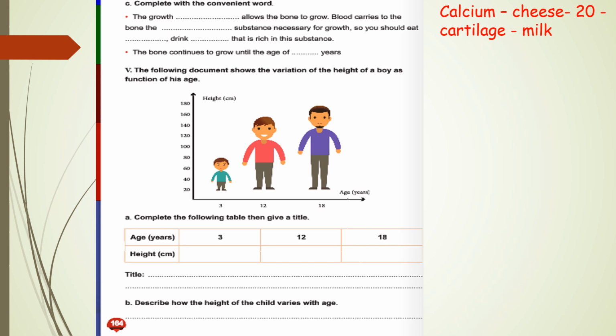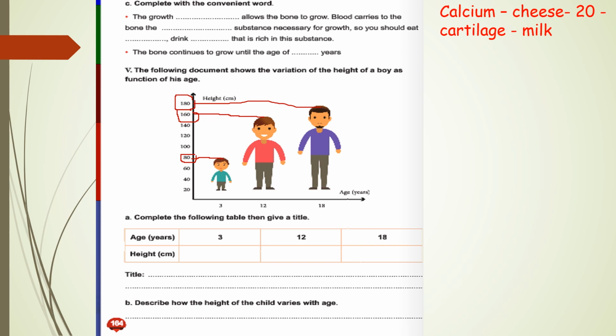When the age of the child was 3 years, how much was the height? You have here, this is the child of 3 years in age. You have to make a horizontal line like this, so the height was 80 centimeter. Here, when the age was 12 years, the height was 106 centimeter. Finally, when the age was 18 years, the height was 180 centimeter.